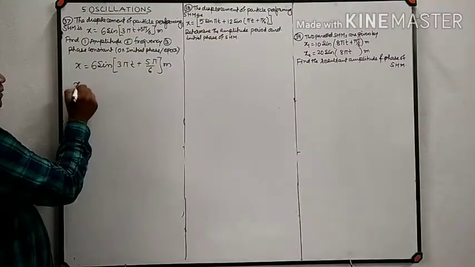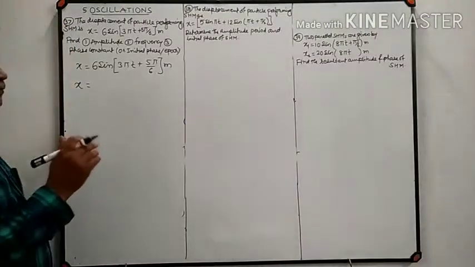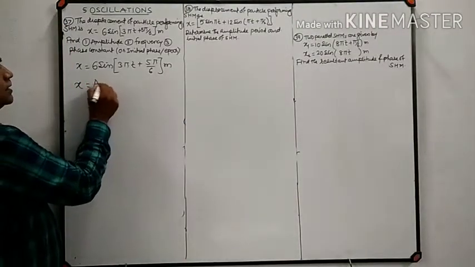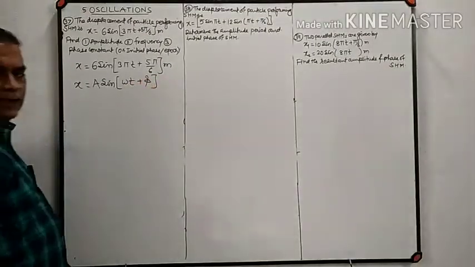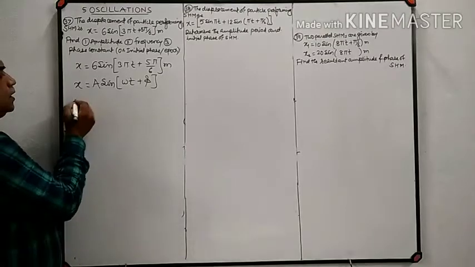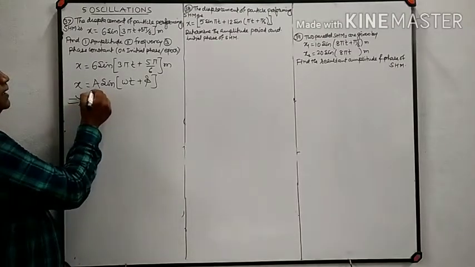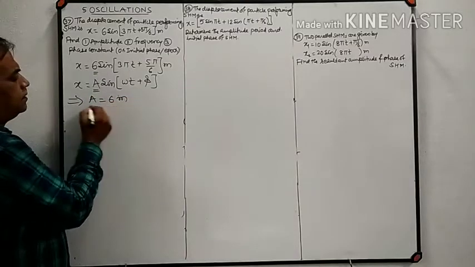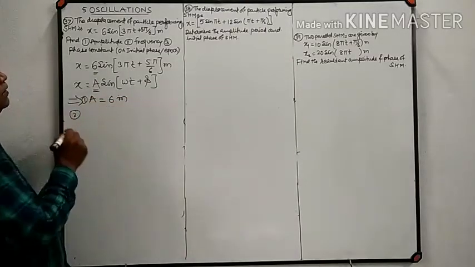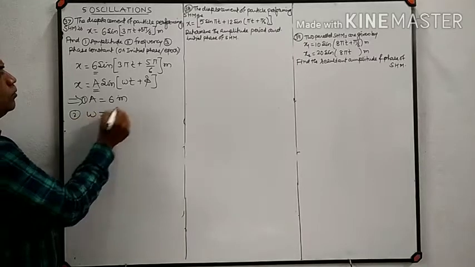Now comparing this equation with the standard equation which represents displacement of a particle performing SHM, x = a sin(ωt + φ). So on comparison, this implies that amplitude A is equal to 6 meter. Number two, ω is equal to what?